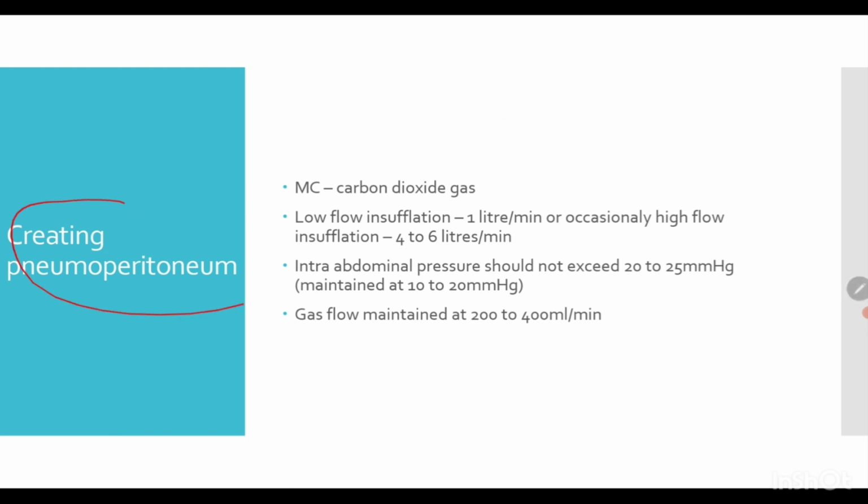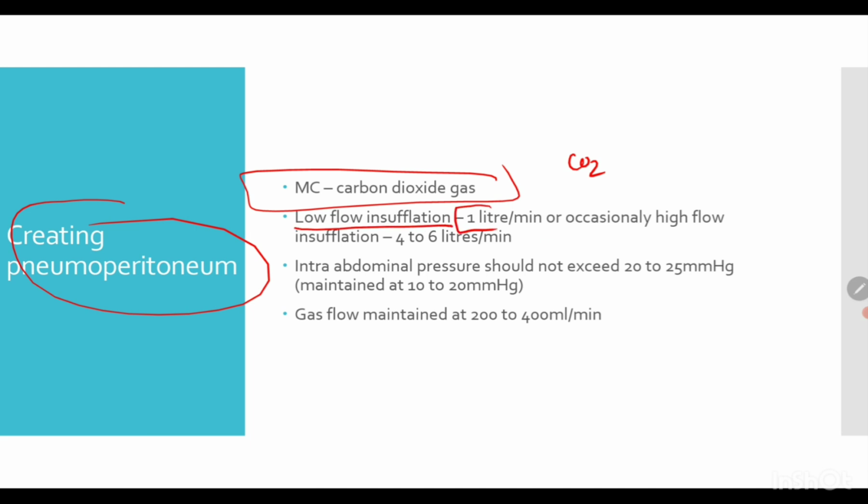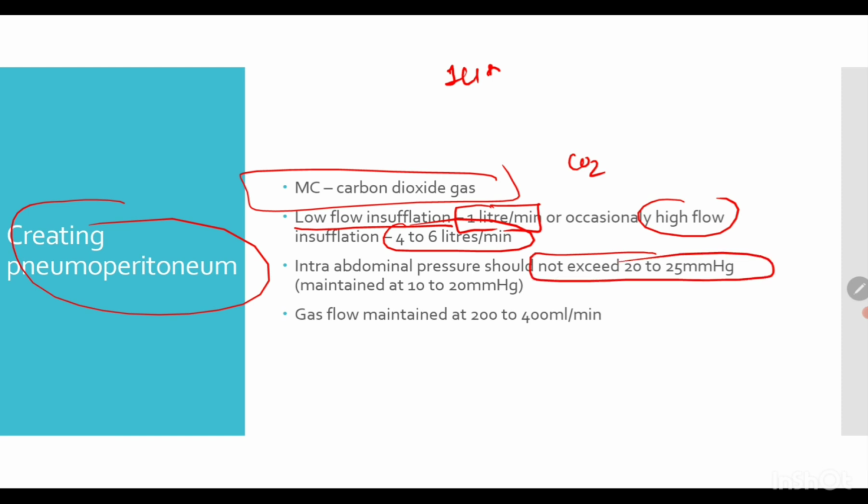Then creating pneumoperitoneum. The most common gas used is carbon dioxide gas. The low flow is 1 liter per minute. Occasionally the high flow, that is 4 to 6 liters, is required. The intra-abdominal pressure should not exceed the mean arterial pressure, that is 20 to 25 mmHg. The maximum pressure to be maintained is 10 to 20 mmHg. The gas flow has to be 200 to 400 ml per minute.